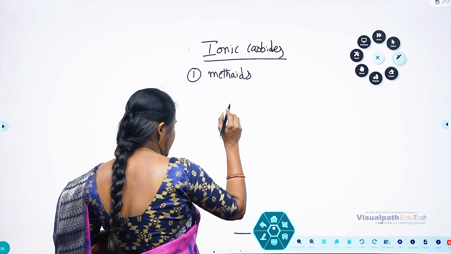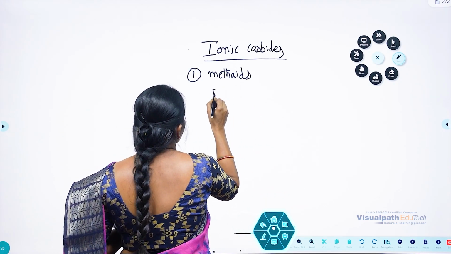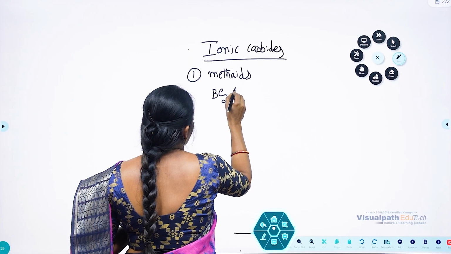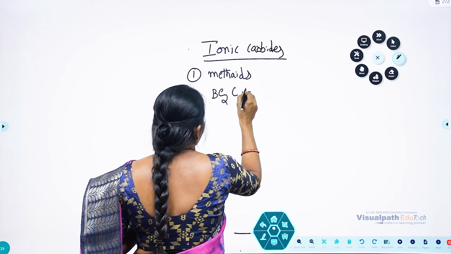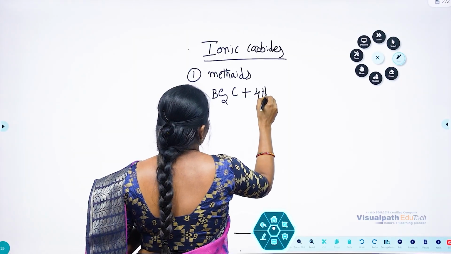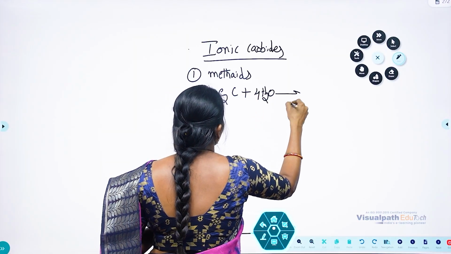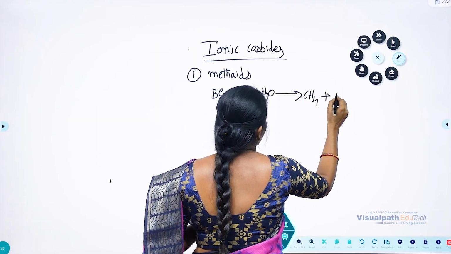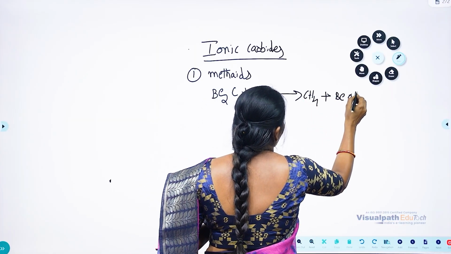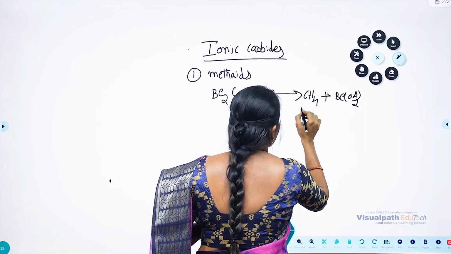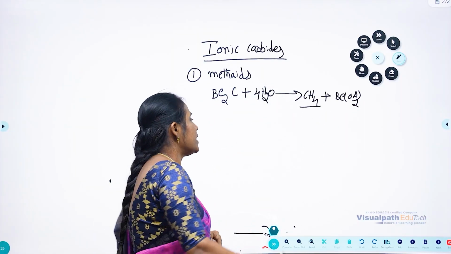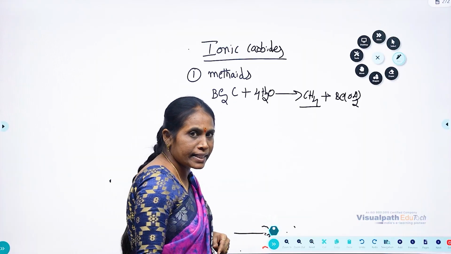So here we see one example, that is Be2C, beryllium carbide, reacting with water molecule. Here it forms the CH4 molecule and also beryllium hydroxide. CH4 is methane. So here formation of methane takes place, so then it is known as a methanoid.